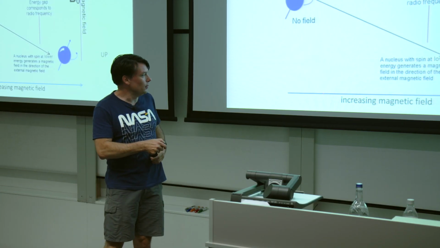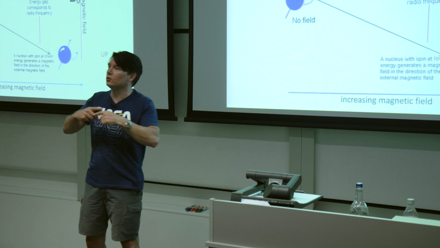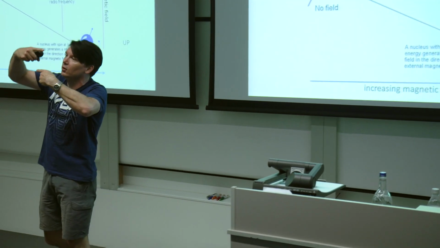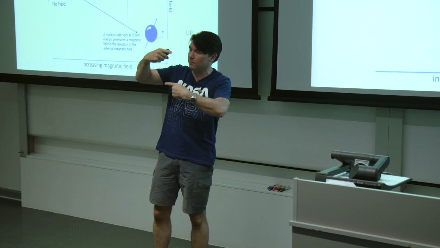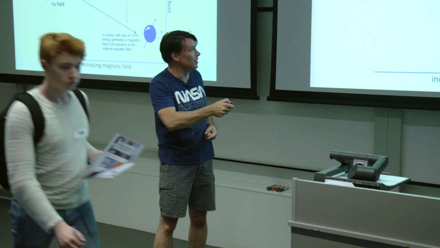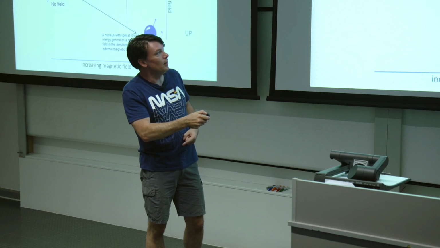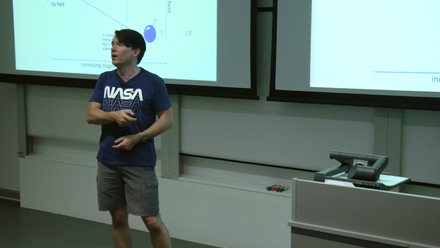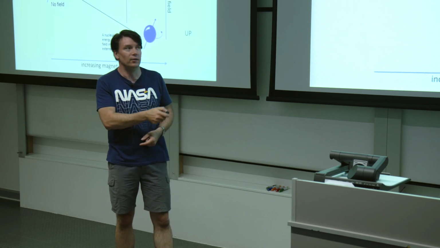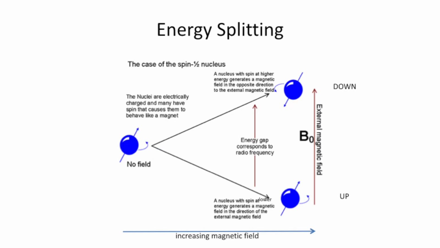If I apply a small amount of magnetic field, suddenly I've got two different energy states there, and they're a little bit further apart. And as the field that I apply gets bigger and bigger, the separation between those energy states gets larger and larger. Being opposed to the field requires more energy to be in that state than being aligned with the field, which is why that's up higher than the other one.